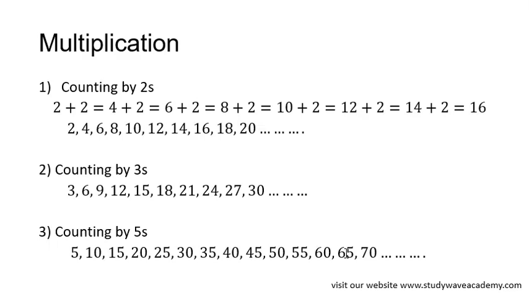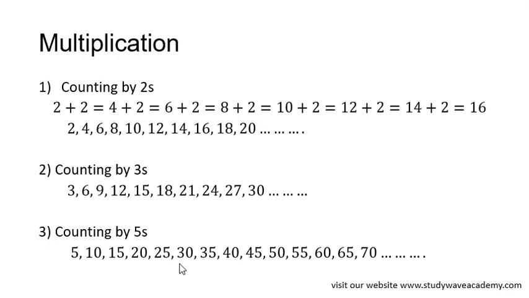5 plus 5 will give you 10. Add 5 to 10, it will give you 15. Add 5 to 15, it will give you 20. Add 5 to 20, it will give you 25. Add 5 to 25, it will give you 30. Add 5 to 30, it will give you 35. Add 5 to 35, it will give you 40. Add 5 to 40, 45. Add 5 to 45, 50. Add 5 to 50, 55. Add 5 to 55, 60. Add 5 to 60, 65. Add 5 to 65, 70. Add 5 to 70, 75. And it goes on. That is called skip counting.